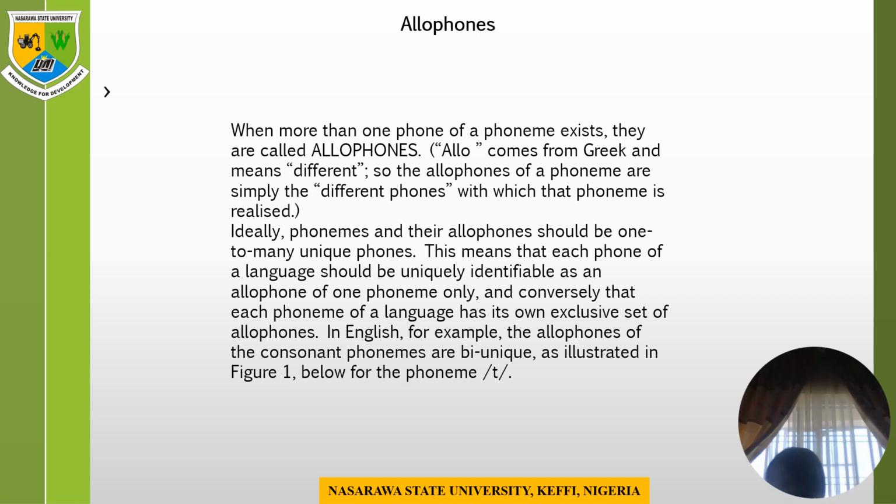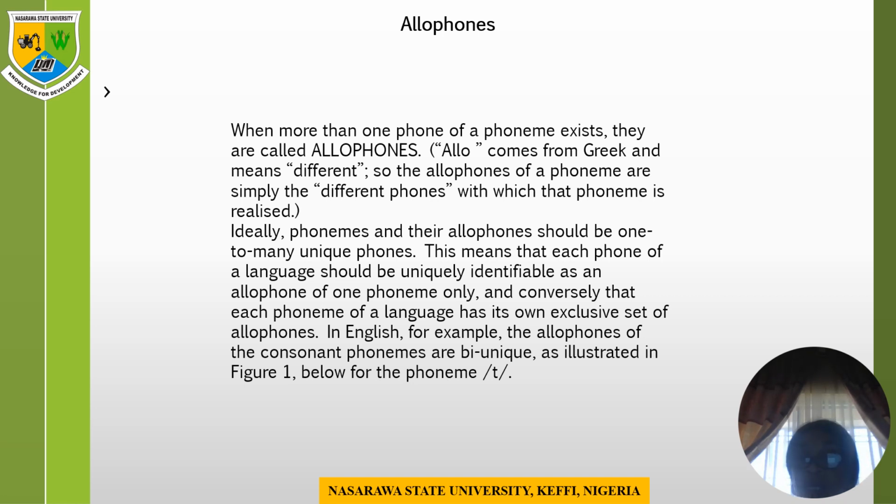Allophones. What do we mean by allophones? When more than one phone of a phoneme exists, they are called allophones. Allo comes from Greek and means different. So the allophones of a phoneme are simply the different phones with which that phoneme is realized.